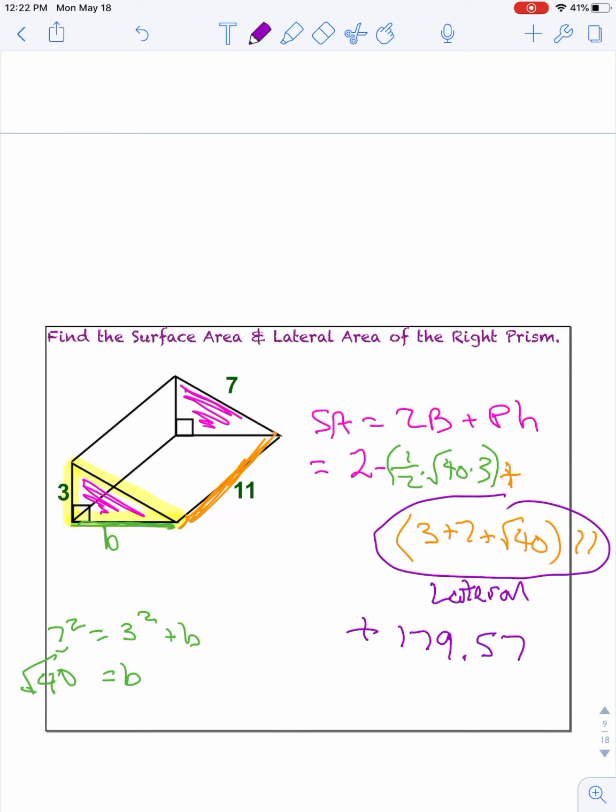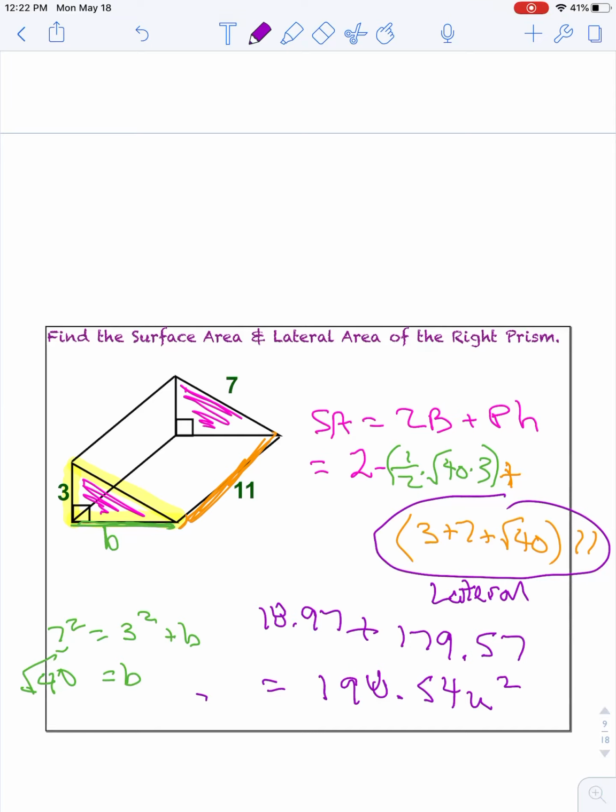That is, I read my calculator wrong, so that is 18.97. So now, calculating all that together, you would have 198.54 units squared. So that's how we use the formula, okay?